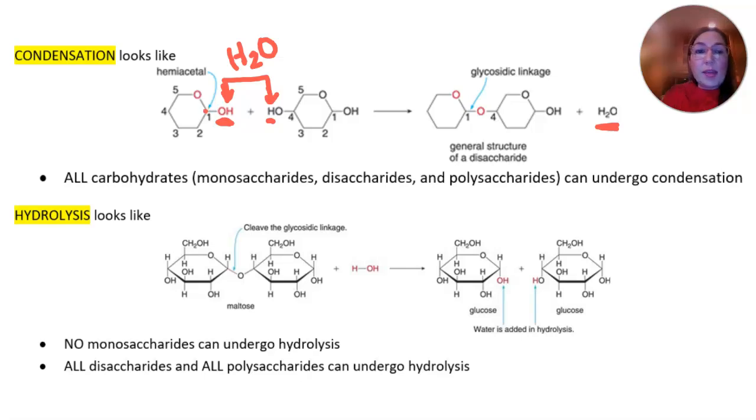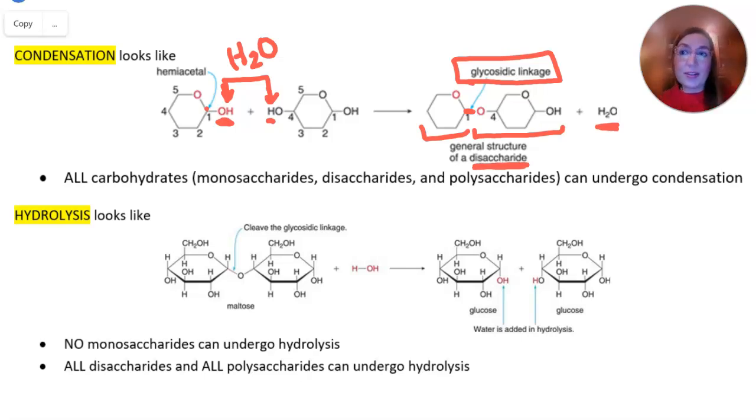And look out for that hemiacetal, that carbon 1, because that becomes what we call our glycosidic linkage. That's really important. We want to look for that glycosidic linkage, that special new bond that's formed that holds those two rings together. So it's really carbon 1 of the hemiacetal connected to the oxygen of the next monosaccharide. And this is the general structure of a disaccharide.